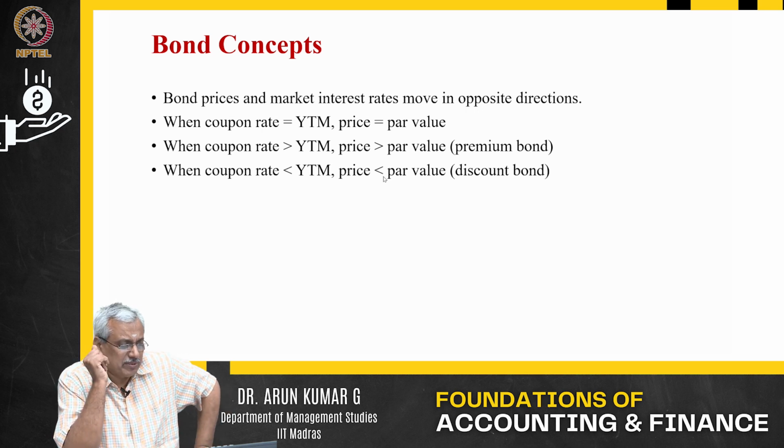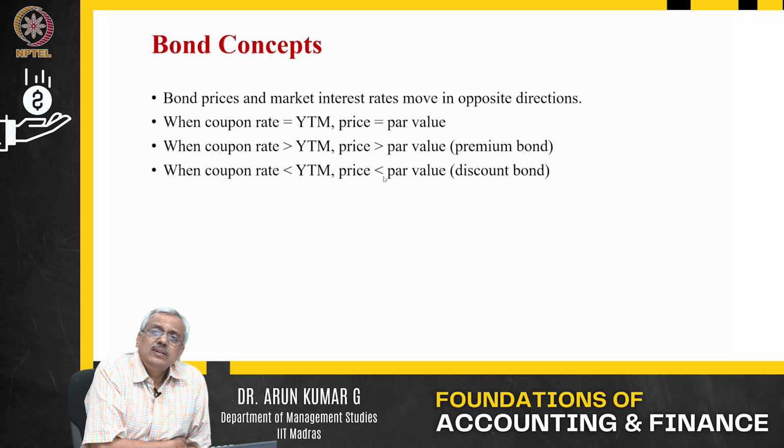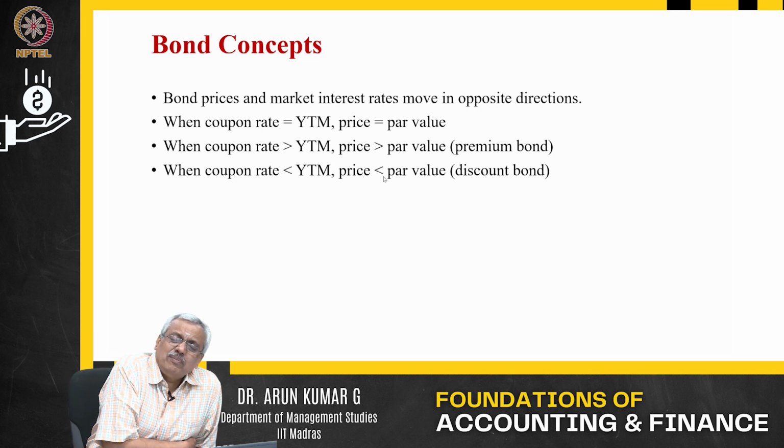In terms of bond concepts, bond prices and market interest rates move in opposite directions. When the coupon rate is equal to the yield to maturity, the bond will sell at par. When the coupon rate is more than the yield to maturity, the bond will sell at a premium, as you saw. If the coupon rate is less than the yield to maturity, the bond will sell at a discount.